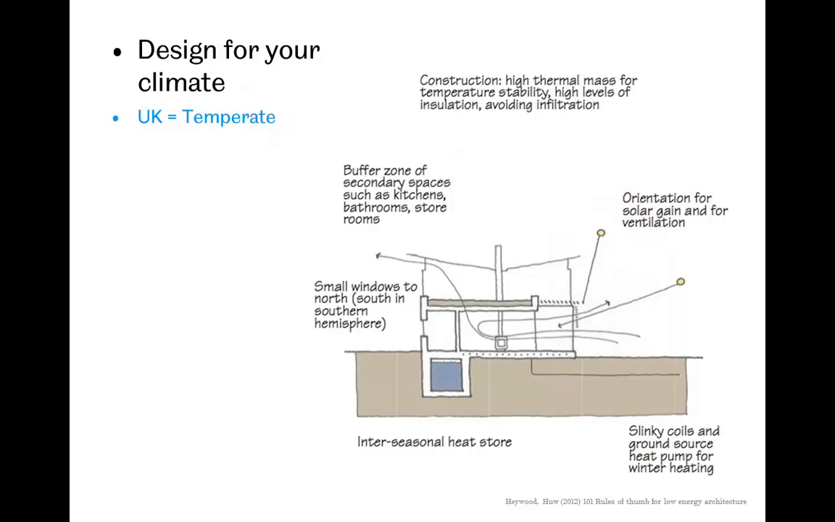Okay, looking a little bit now at the temperate climate of the UK. We've got some general design principles here. Generally, high thermal mass for temperature stability, high levels of insulation, and avoiding infiltration, so avoiding the wind flowing through your building. I'm going to talk about thermal mass in the session at 2 o'clock today. Buffer zones: secondary zones such as kitchens, bathrooms, and storerooms can be used as a thermal buffer between the inside and the outside, so they protect the inside spaces from the outside. And typically, small windows on the north side of your building, larger windows on the south.